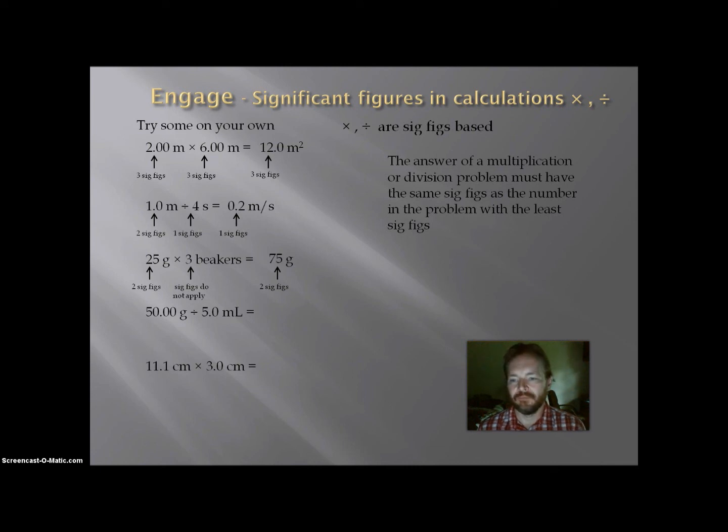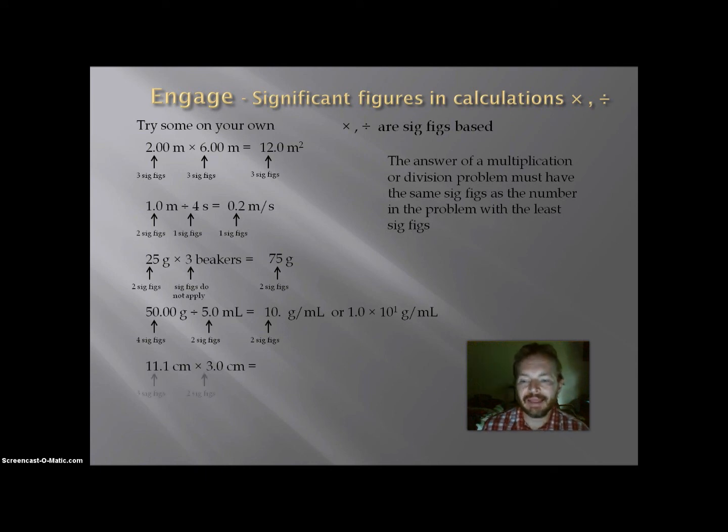Problem number 4. 50.00 grams has 4 significant figures. 5.0 milliliters has 2 significant figures. The 2 significant figures is the least amount of sig figs, so my answer should be reported to 2 significant figures. So I would write my answer as 10 grams per milliliter, or if I would put it in scientific notation, 1.0 times 10 to the first grams per milliliter.